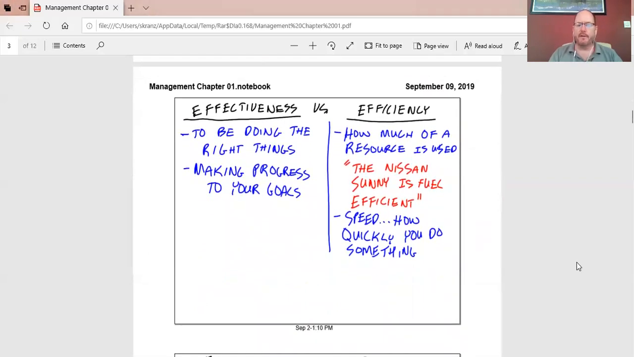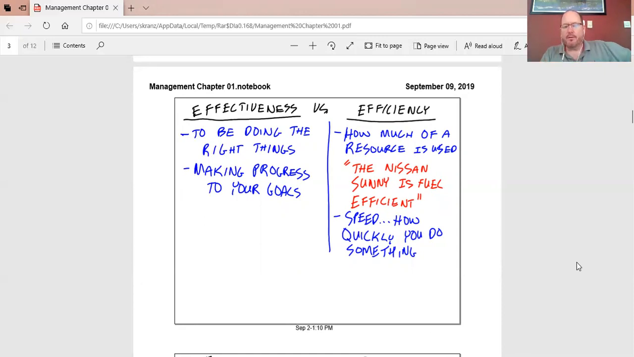The terms effectiveness and efficiency. The word effectiveness simply means to be doing the right things. When you're making progress toward your goal, you're being effective. The term efficiency has two meanings. One definition of efficiency is how much of a resource is used.